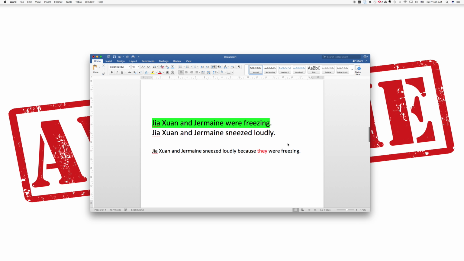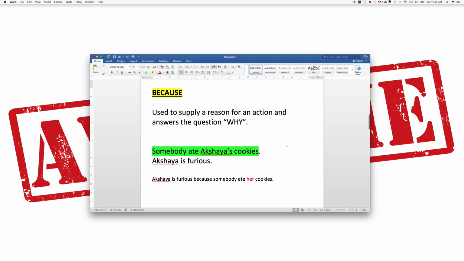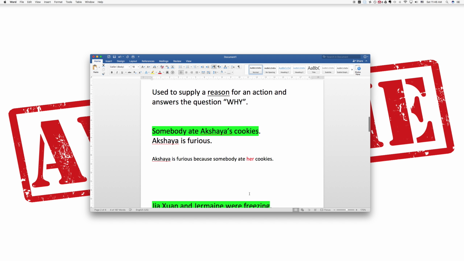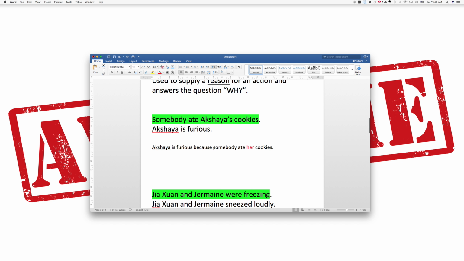Alright, so to summarize once again, for because we are using this connector to supply a reason for an action. So why is Akshaya furious? Because somebody ate her cookies, right? Why are Jiaxuan and Jermaine sneezing loudly? Because they were freezing, alright? So, very simply, it's used to supply a reason for an action. And always identify the part of the sentence that follows the connector because by asking the question why. Alright, you are doing very well.